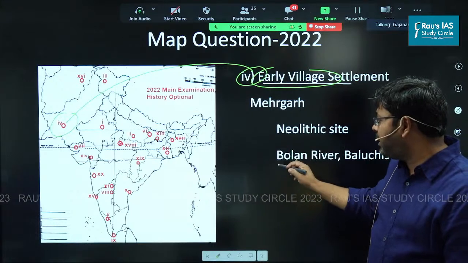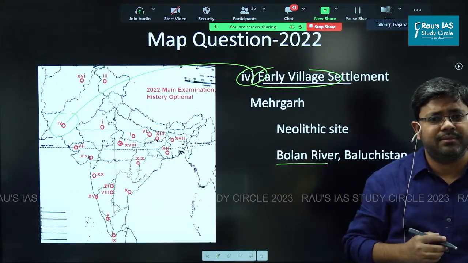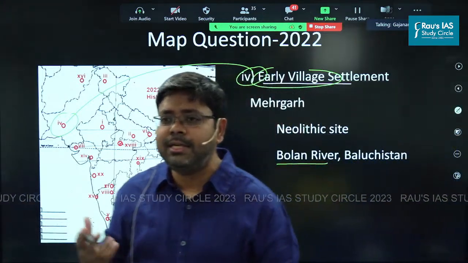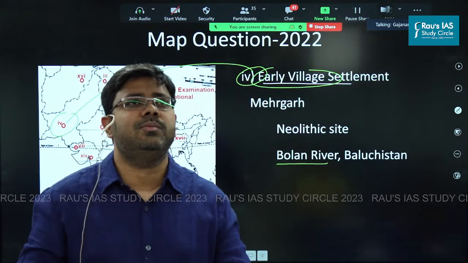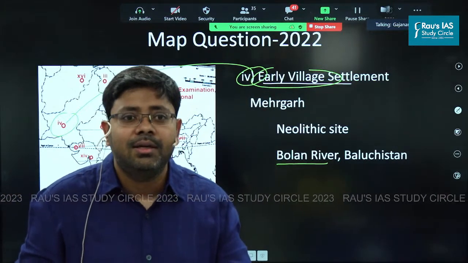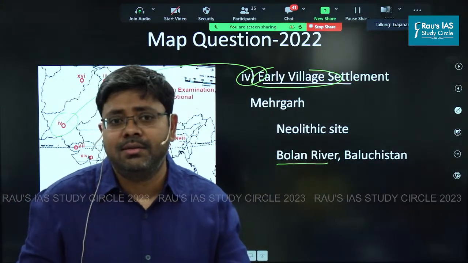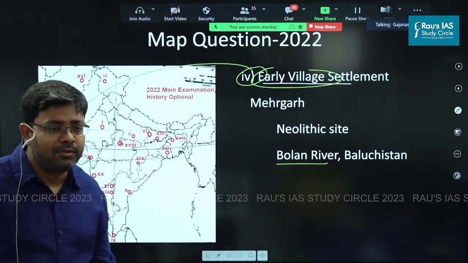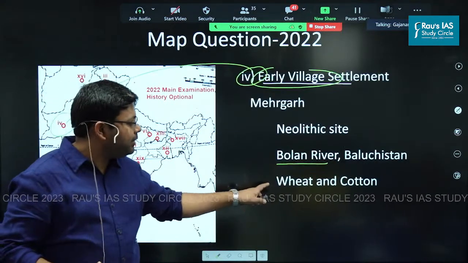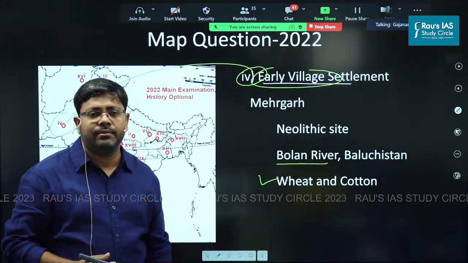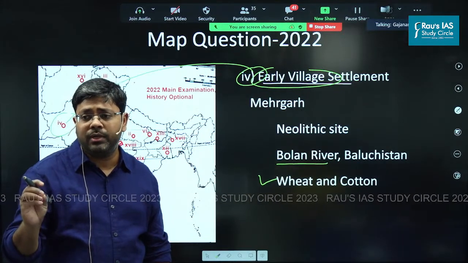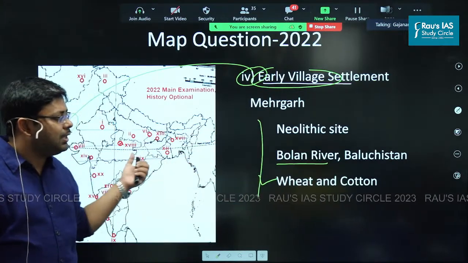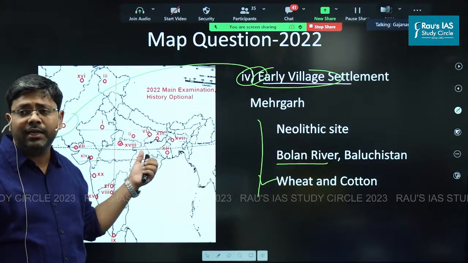It is in Balochistan on the banks of Bolan River, nearby Bolan Pass, one of the most important sites, it was Mehrgarh. 7000 BC, we start getting the evidence of settlement there. We start getting the evidence of very advanced cultivation of wheat and cotton. Now, Mehrgarh, super important site it was in Balochistan, and that is the question that was asked by UPSC in 2022.